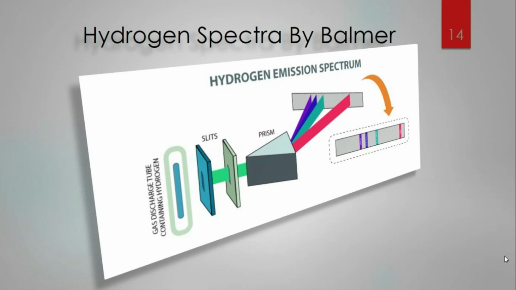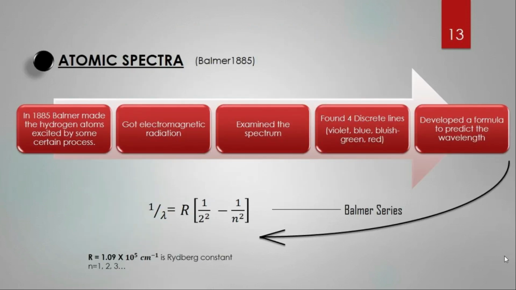After getting these separated lines of different colors, he tried to give us an empirical formula which would be able to predict the colors of the different frequencies of light coming out of the prism. And the formula was 1 by lambda equals R times (1 by 2 square minus 1 by n square), where lambda is the wavelength of the light, n is a natural number, 1, 2, 3 and so on, and R is the Rydberg constant, which has a value of 1.09 into 10 to the power minus 5 centimeter inverse.